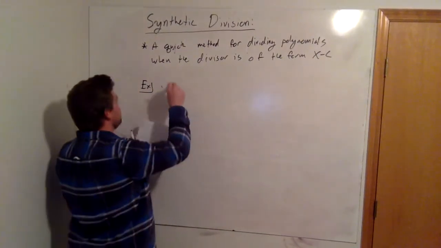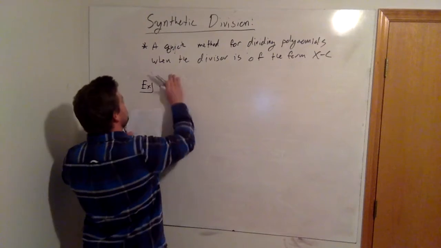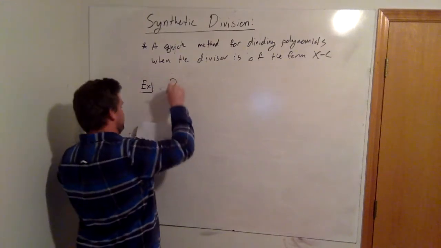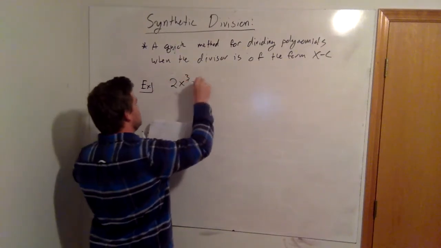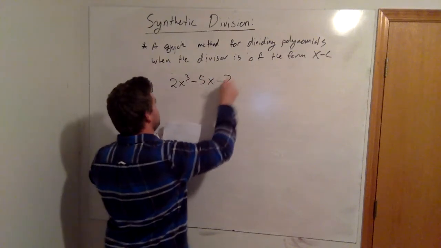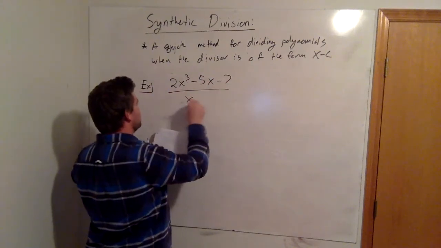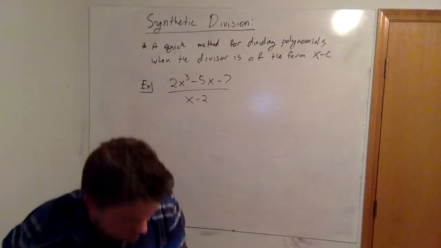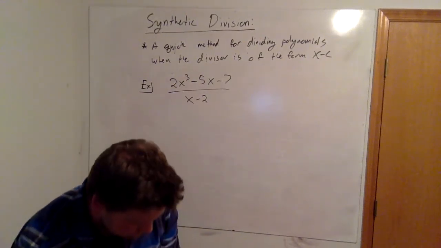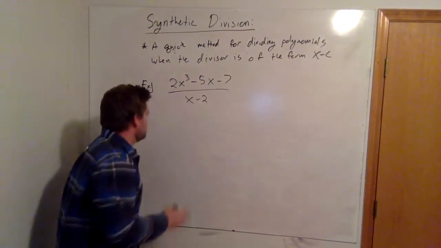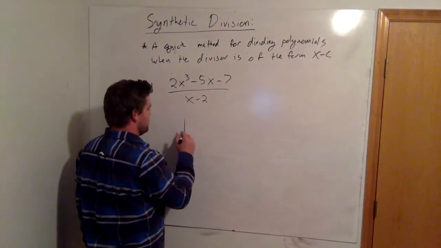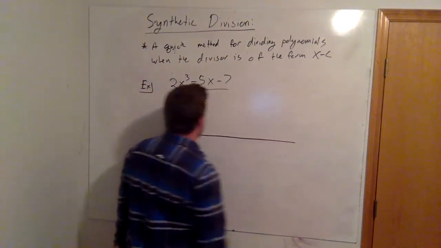Okay. So let's say we want to divide 2x cubed minus 5x minus 7 by x minus 2. We're going to do this upside down fraction bar.